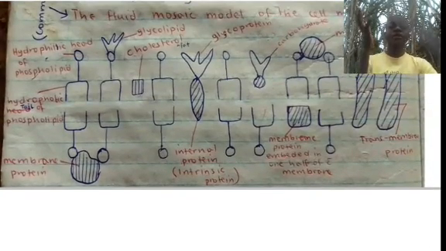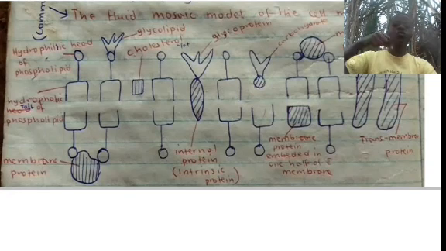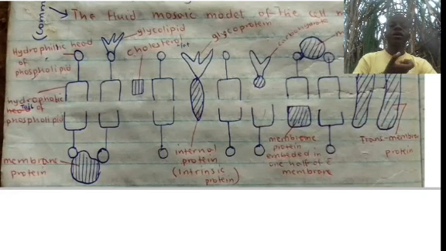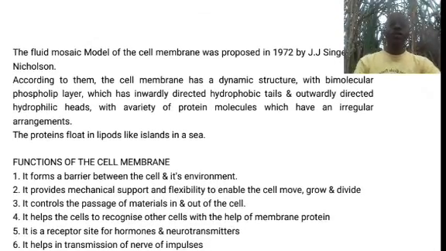Hydrophilic means that they love water. The hydrophilic heads are outwardly, they are out. They are out because they like water, and therefore they move out to collect water. So they are out of the cell surface membrane, while the hydrophobic tails are inwardly pointing. They are pointing inwards. So that is according to those two scientists, Nicholson and Singer, who proposed that the cell surface membrane is a dynamic structure, meaning that it can change, and it has a bimolecular phospholipid layer.